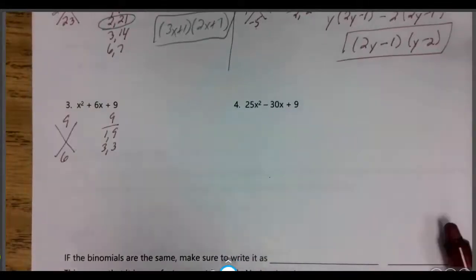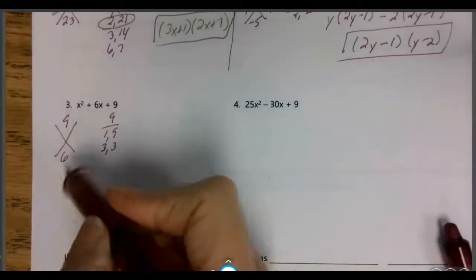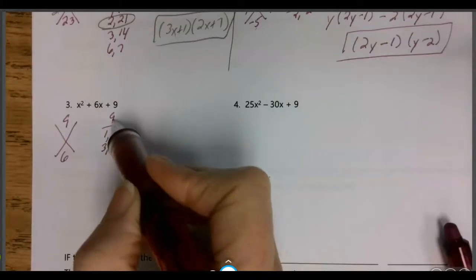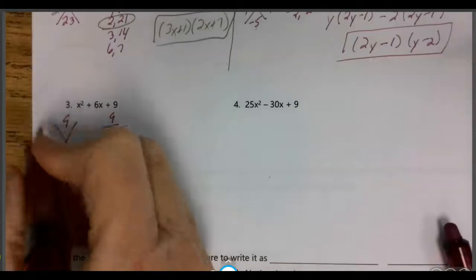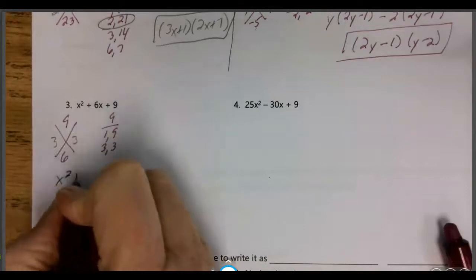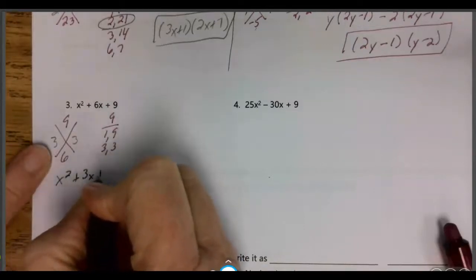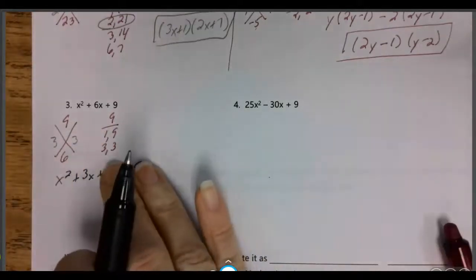Okay. Do number 3. Go. Okay, so you took 1 times 9. 9 goes up at the top of the x. B is 6, so it goes at the bottom. So I'm going to find the factors of 9, 1 and 9, 3 and 3, which pair when added gives me 6, 3 and 3. Write it in an expanded form. X squared plus 3x plus 3x plus 9. Factor by grouping.